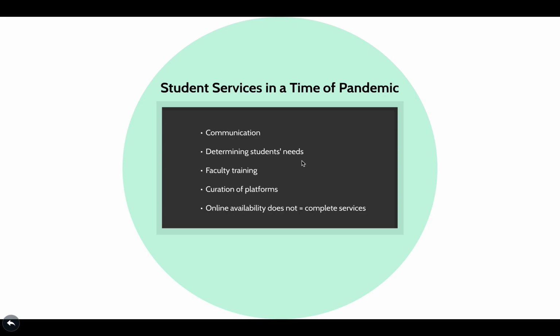Of course, these are just some of the implications of our current state. This is in no way an exhaustive list, but it can help us think about how frameworks and process maps translate into crisis mode. And it's important to note here that online availability does not equal a complete services framework. Like I said, we are in crisis mode, and we are developing services to reflect the needs of our students in the time of a pandemic.